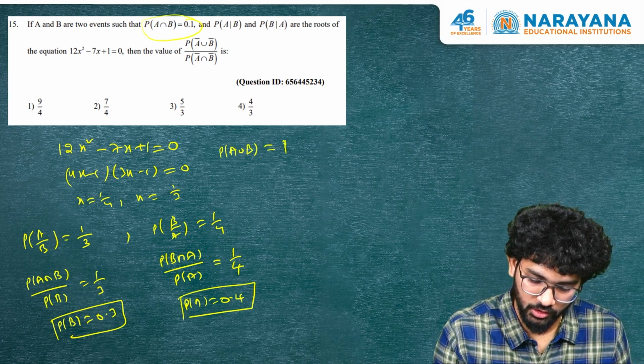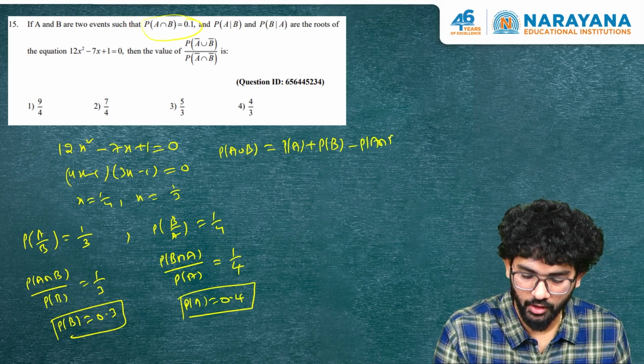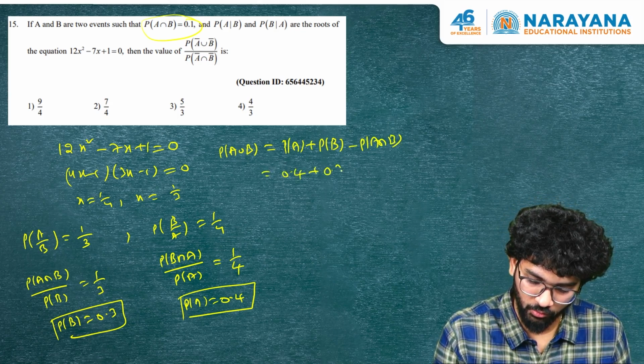So from here I can calculate P of A union B also. P of A union B is P of A plus P of B minus P of A intersection B. What is P of A? 0.4. P of B is 0.3. This is 0.1. So 0.6.